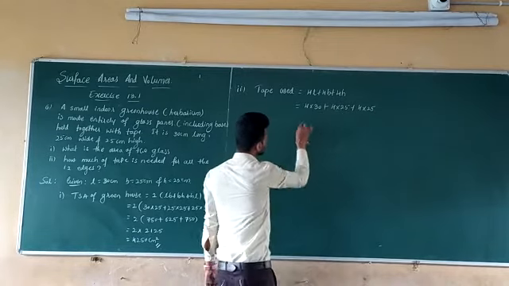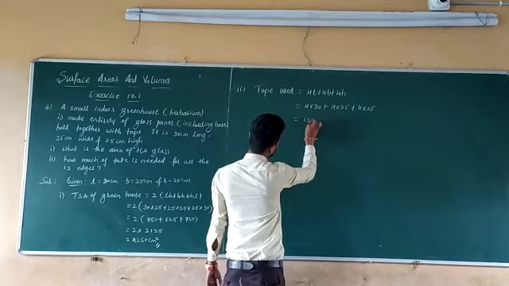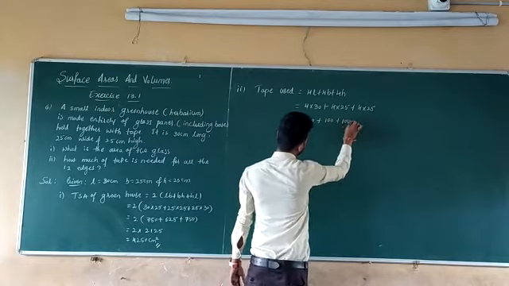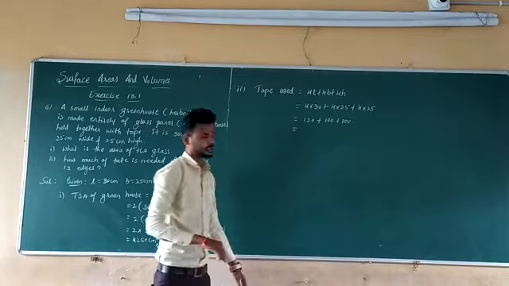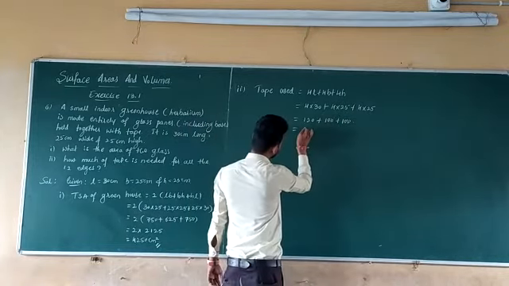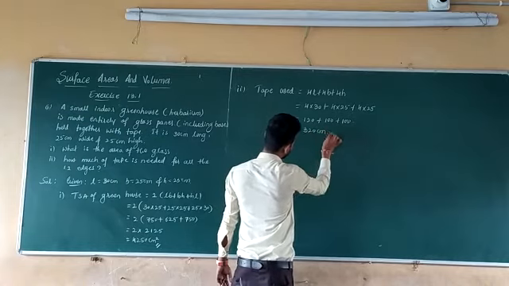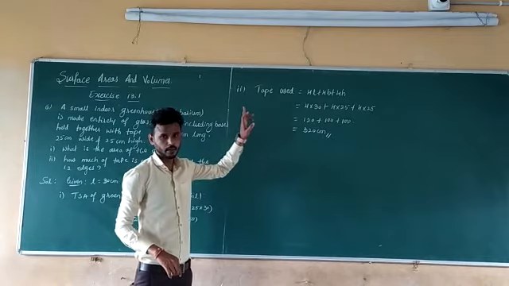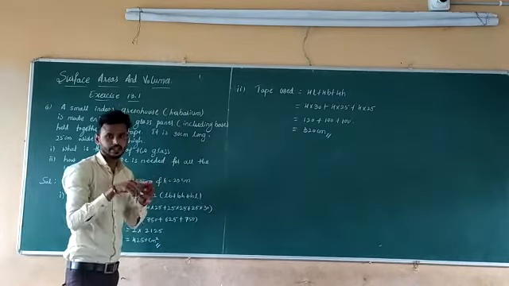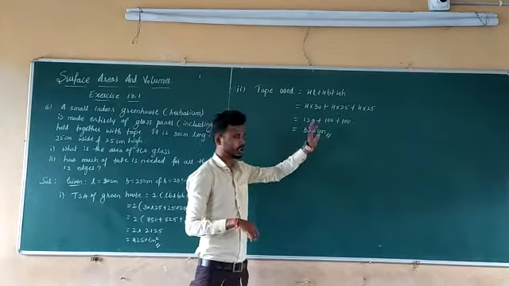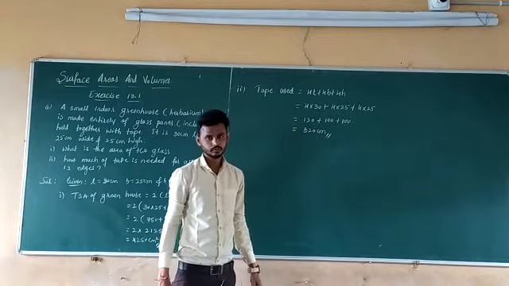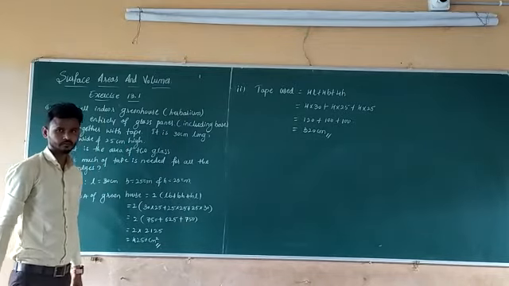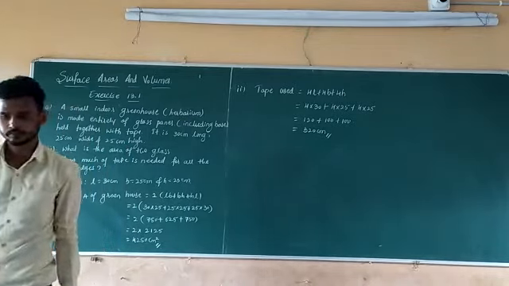25. So now 4 into 30, 120, plus 4 into 25, 100, plus 100. So now 120 plus 100 plus 100, how much you will get? 320 centimeter. That means tape used for fixing the glass panes is how much? 320 centimeter. So this is the solution of the sixth question. We'll see the next question.